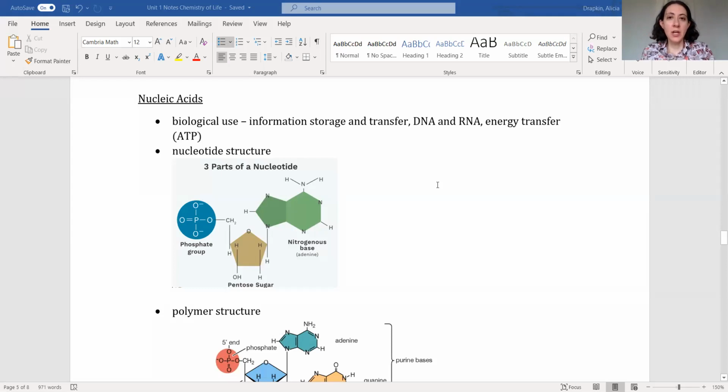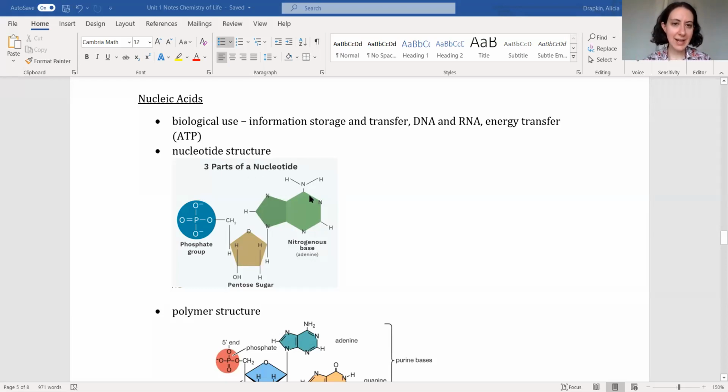Nucleic acids are primarily used for information storage and transfer. You also get ATP, which is for energy transfer, which we'll talk about later. There are also different kinds, and they're all super great. Nucleotides include a lot of different biological macromolecules combined together, or the monomers.